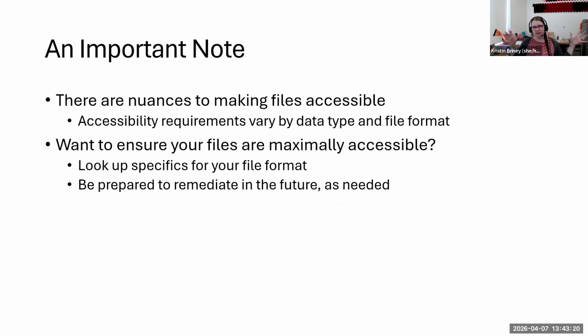This was just kind of an overview. There are obviously more nuances to making files accessible. If you were talking about accessibility of Excel files, there's a whole bunch of things you would do to make Excel files accessible that I didn't talk about. So if you want to make your files accessible, what do I recommend? I recommend looking up the specifics for your file format and following that guidance where it exists, and then be prepared to remediate as new accessibility features come or somebody has particular needs, and remediate as needed.